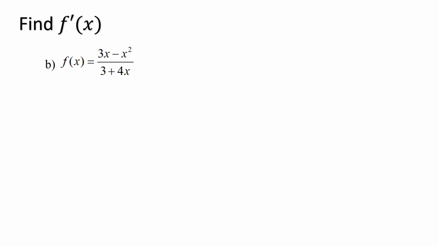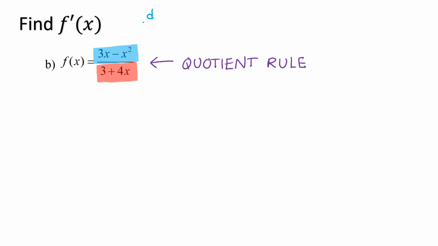Now we have f of x is equal to 3x minus x squared all over 3 plus 4x. And this is a quotient, so we will have to use quotient rule. So we have that our top function is this 3x minus x squared, and our bottom function is this 3 plus 4x. And if you'd like, you can find the derivatives of each of these separately if you're having trouble keeping track in your head.